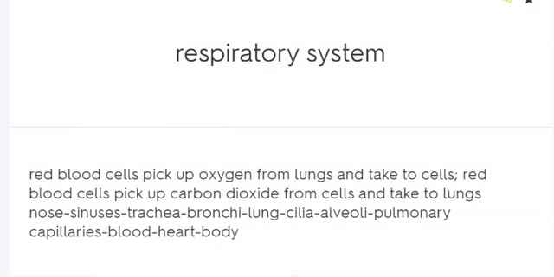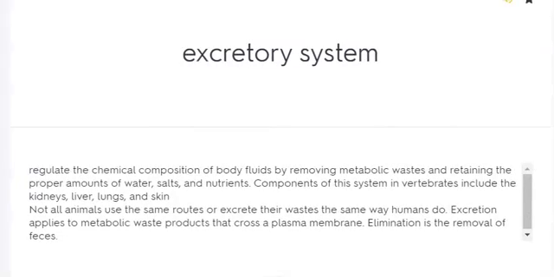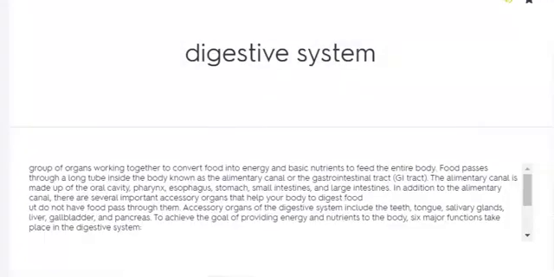Respiratory system: red blood cells pick up oxygen from lungs and take it to cells. Red blood cells pick up carbon dioxide from cells and take it to lungs. Nose, sinuses, trachea, bronchi, lung, cilia, alveoli, pulmonary capillaries, blood, heart, body. Excretory system. Digestive system.